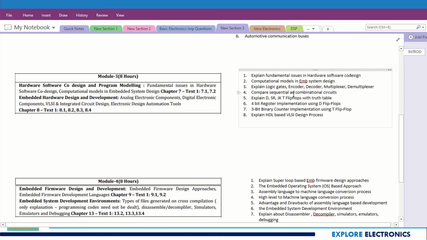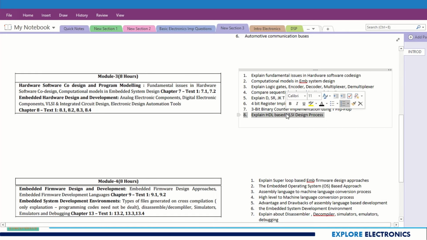And you may expect the differences between sequential and combinational circuits with examples, or directly they can ask any flip-flops with truth table and block diagram to explain. And 4-bit register implementation using D flip-flop and counter design, these are the things they will ask, I expect for 6 to 7 marks. So you can write the circuit using flip-flops and write the counter explanation, how it is going to count a 3-bit from 000 to 111, like that.